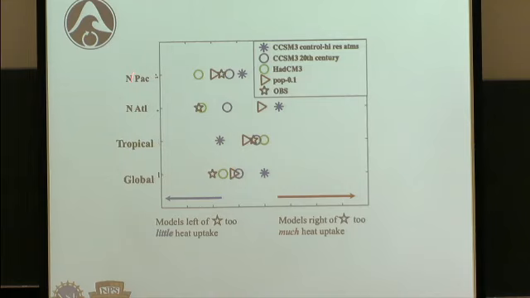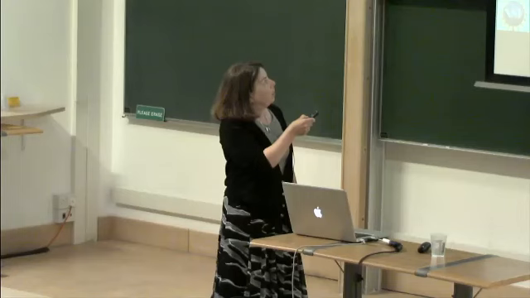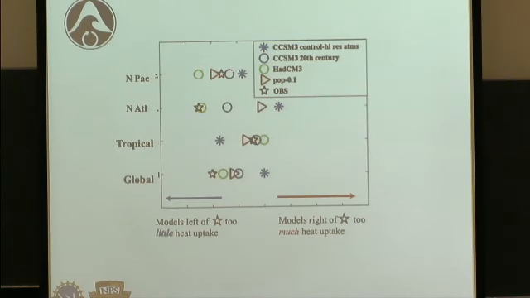You can see that for most of the cases, the models are taking up too much heat, everything to the right of the star, except maybe in the North Pacific, where two of the models are not taking up enough heat compared to what this calculation shows. But somewhat surprising, to me anyway, is that the Hadley CM3 and the POP 1/10 of a degree solution are quite similar in their estimate.